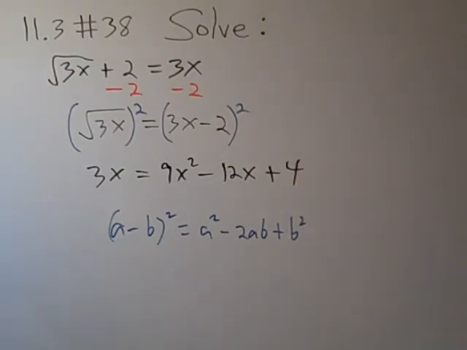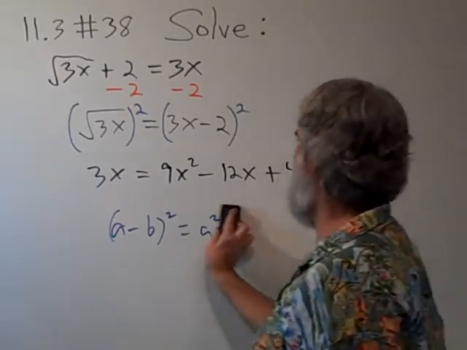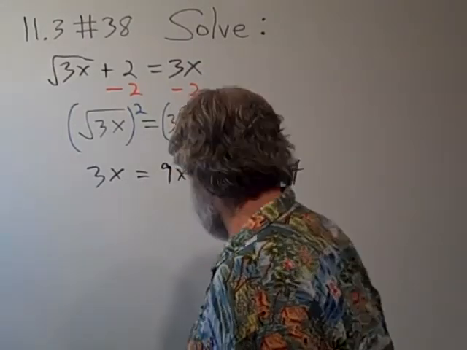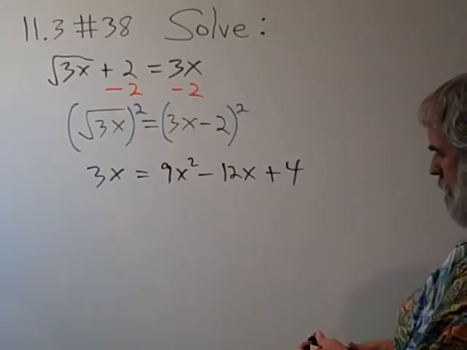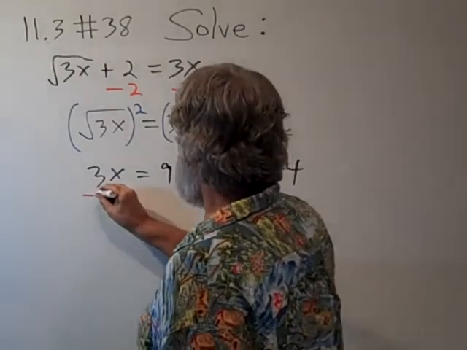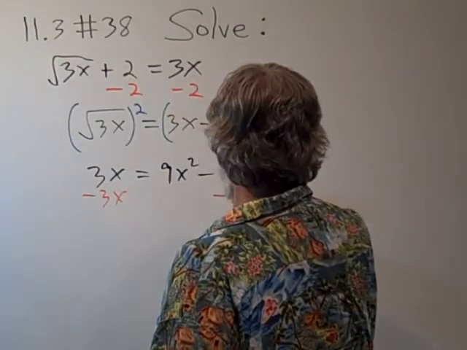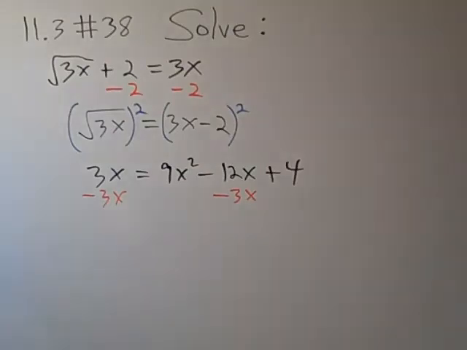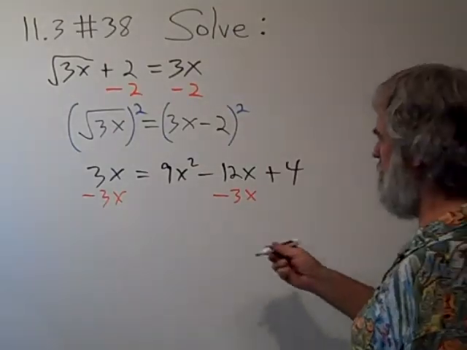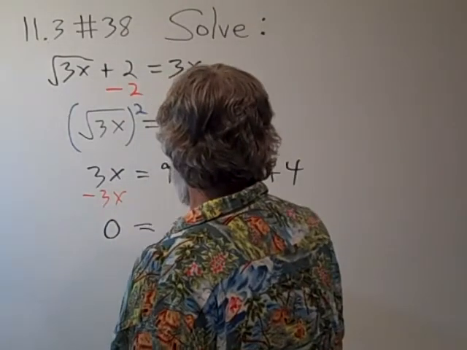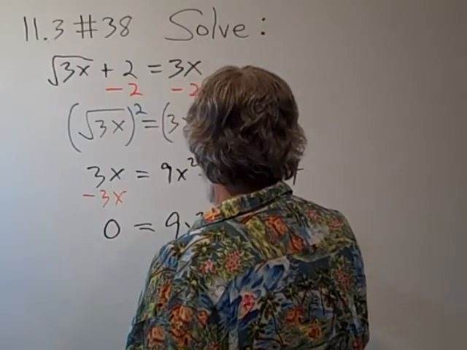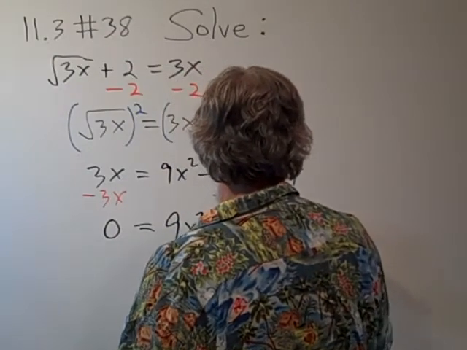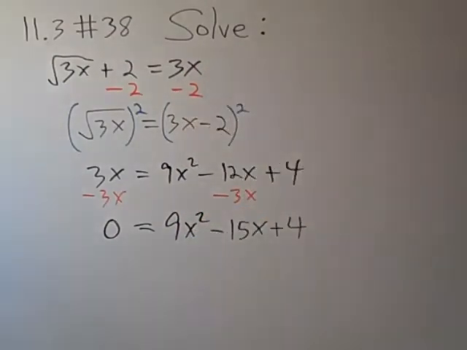So we have a quadratic equation to solve. So we get everything on one side of the equal sign, equal to 0, in this case by subtracting 3x from both sides. The left becomes 0, and the right is 9x squared minus 15x plus 4.